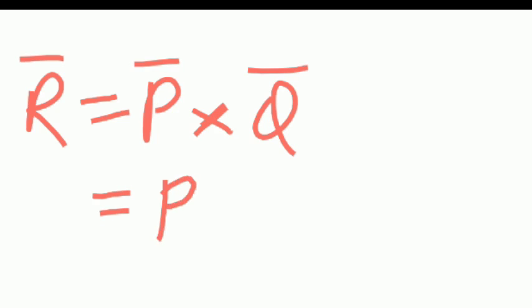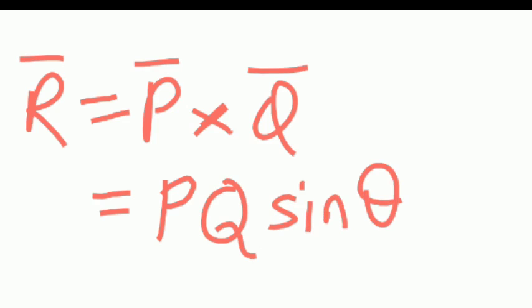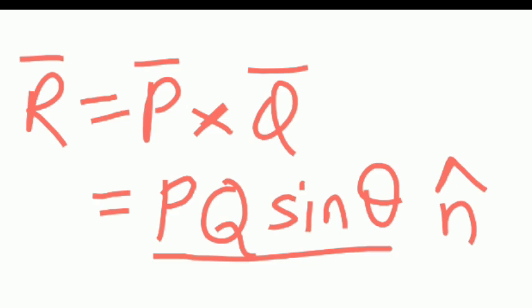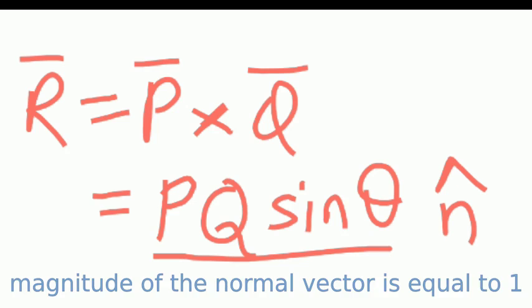As we defined the dot product earlier, we can define the cross product. Suppose R bar is equal to P bar cross Q bar. Then it is given by magnitude of P into magnitude of Q, then sine theta, like we have cos theta in the dot product. But the dot product is a scalar, and we have defined that the vector product is a vector. So there is another vector called n cap, the normal vector. This normal vector is perpendicular to both vector P and vector Q.